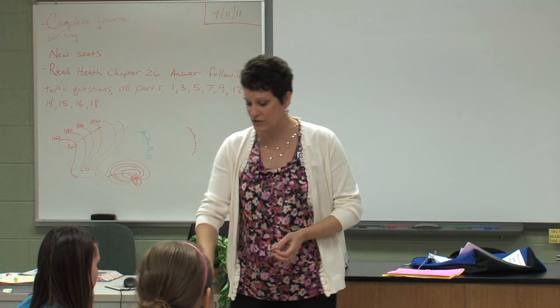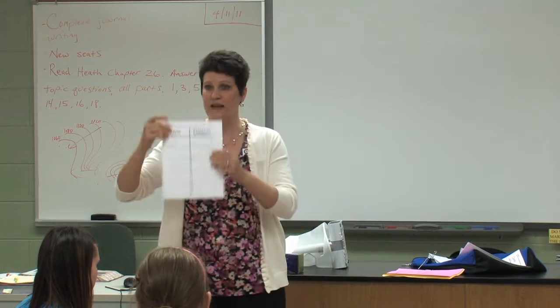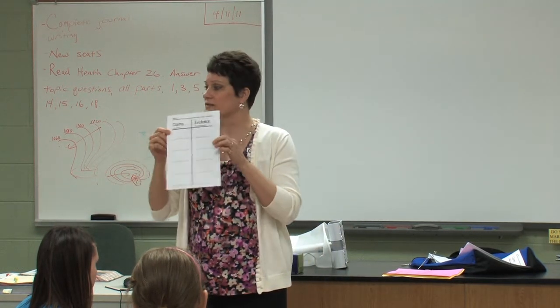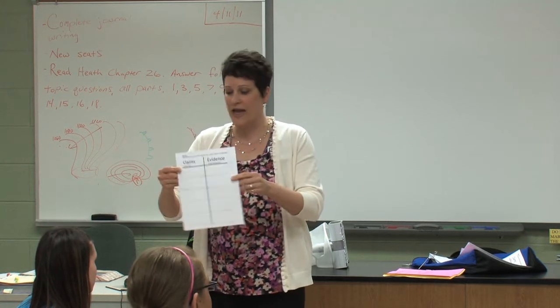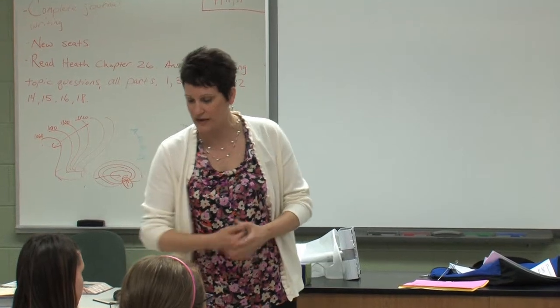I have a question at the top of the claims and evidence page right here, because this is what we want to keep in mind when we're looking at our graph and looking for claims and evidence. I want you to read that question to yourself right now. So we need to find out the relationship, what relationship does the double line graph have? A positive, a negative, or no relationship?